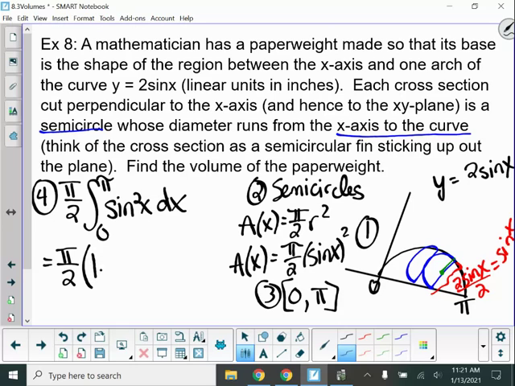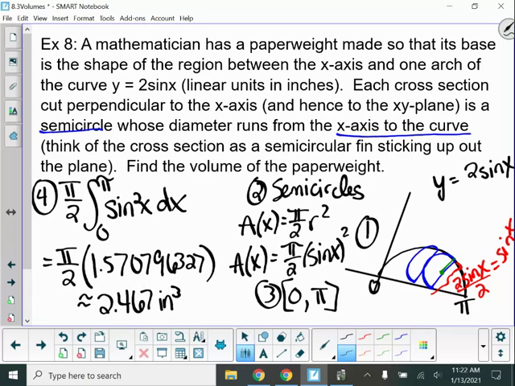using fnint, I'm going to get 1.570796327, and then multiply by your pi over 2, 2.467 inches cubed. Because it does tell me up there my linear units are in inches. So inches cubed is going to be what the volume is for this.